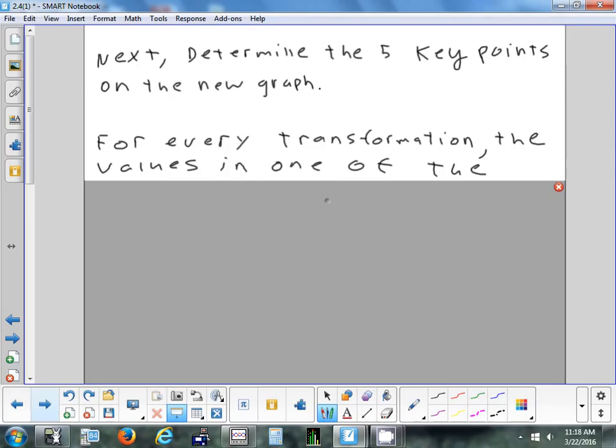Okay. And the way we're going to do transformations, we're going to keep it pretty straightforward. We're only going to do one transformation at a time. So in other words, I'm never going to give you a problem and say, I want you to shift it up and left. That's two things. I'll give you a problem and I'll say, we're going to shift it up, and that's it. Or we're going to shift left, and that's it. Okay? We're not going to do two things at the same time.